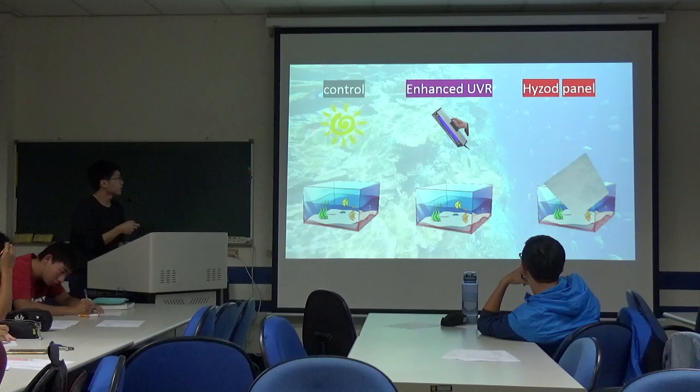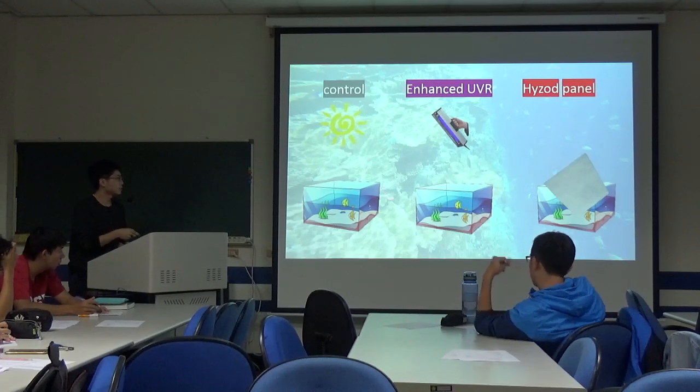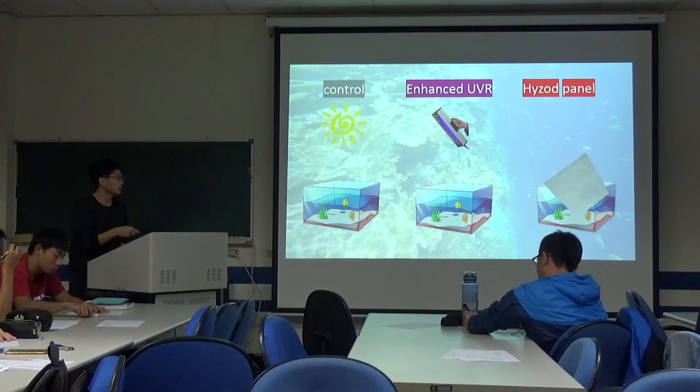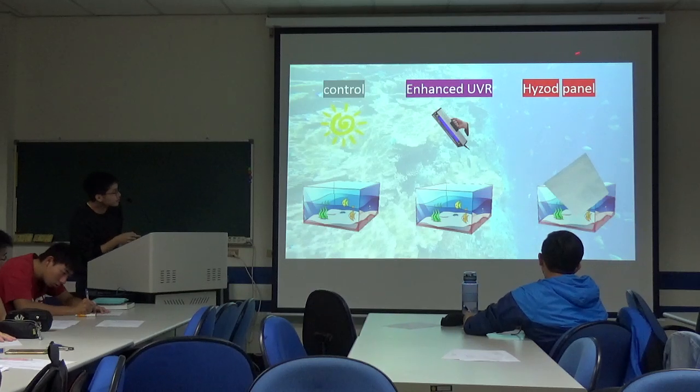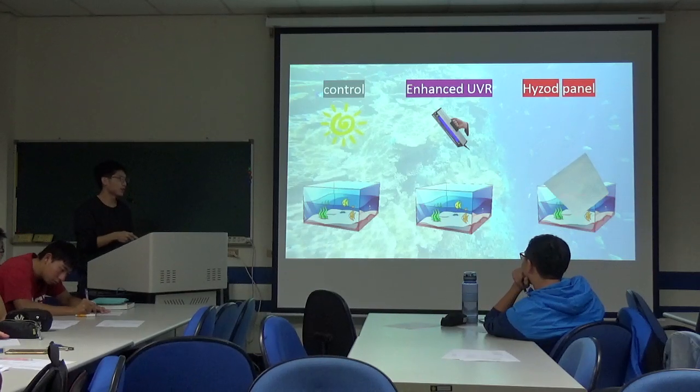We have 3 different treatments. First, control: we put the aquarium outside. Second, enhanced UVR: we put the aquarium under enhanced UVR. The next one is the hydroid panel: we put the aquarium under a panel which can reduce about 90% of UVR.